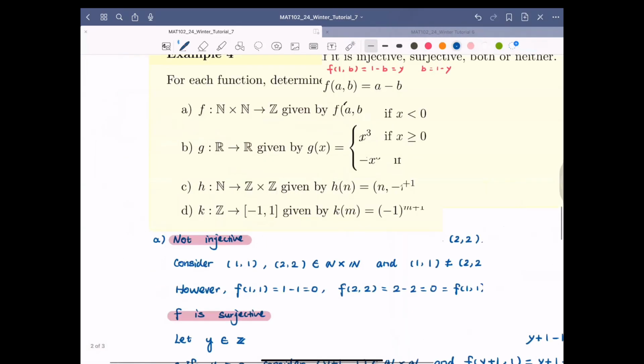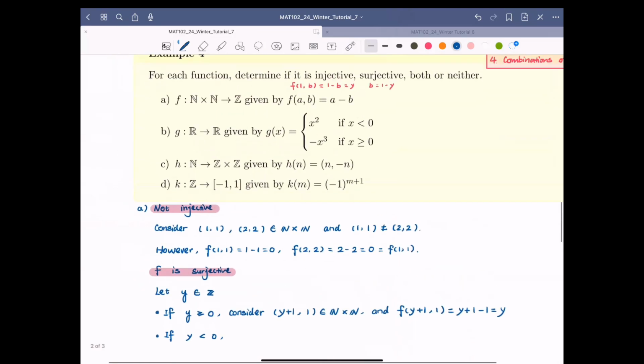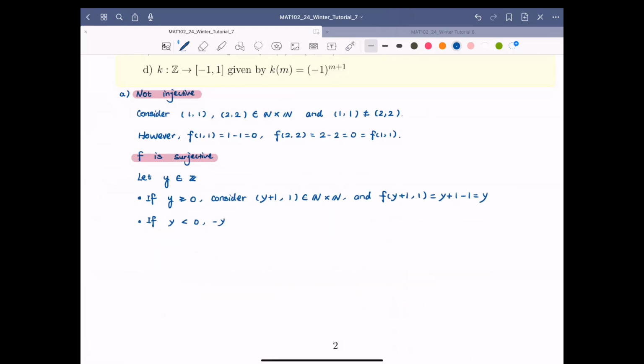If y is less than 0, oops, my bad. Negative y will be greater than 0, and negative y plus 1 will be greater than 1. Okay, so now consider (1, 1 minus y). This should be in natural cross natural. Right, and we can check, f of (1, 1 minus y) equals 1 minus (1 minus y), which equals 1 minus 1 plus y.